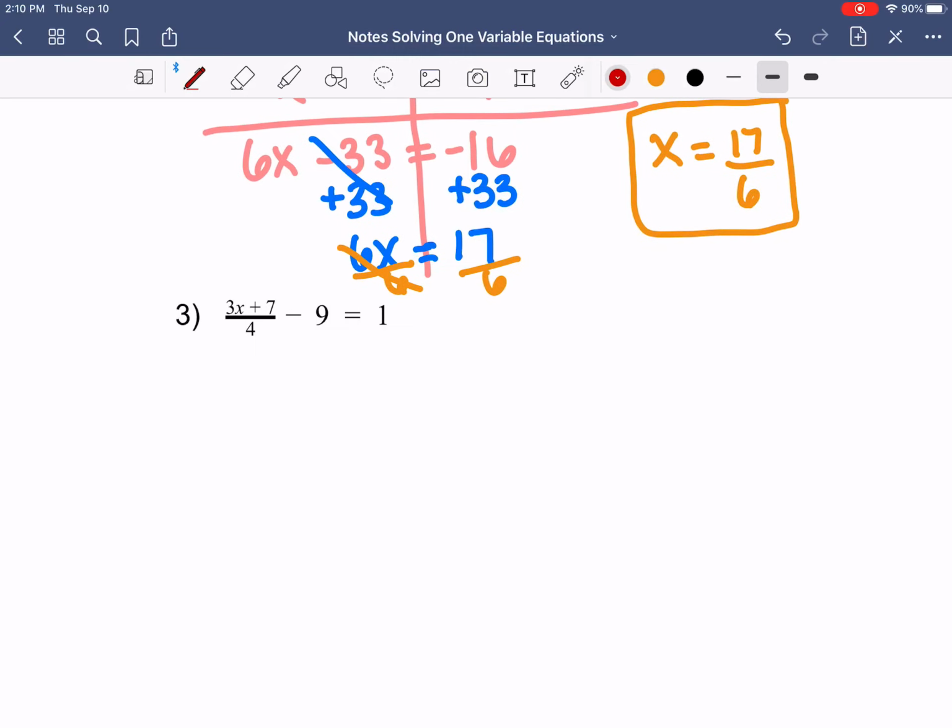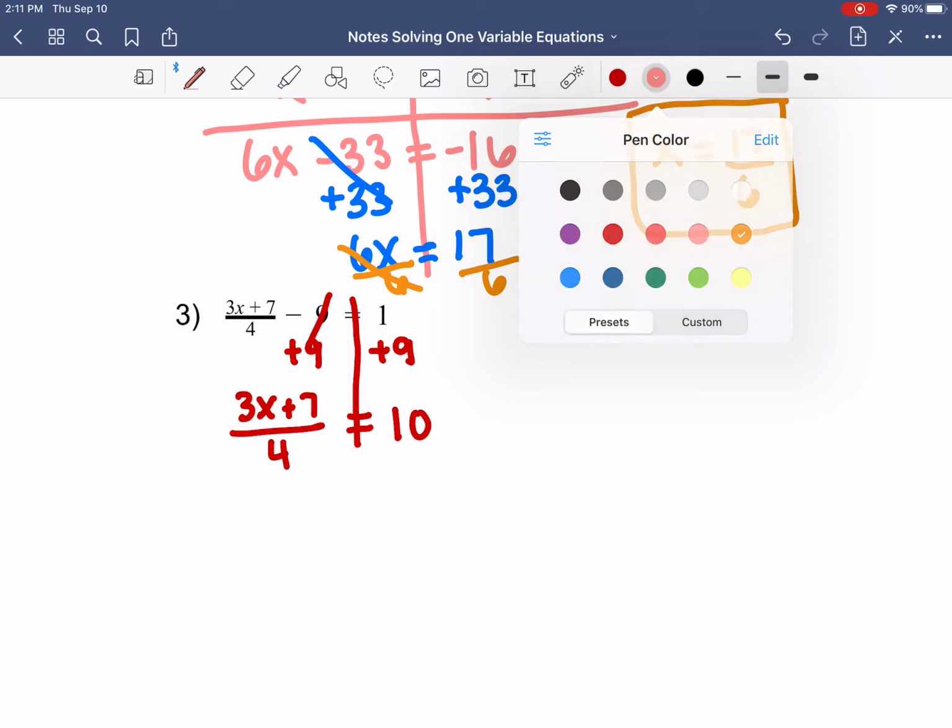All right, number 3, do we have fractions? Yes, I see a fraction. So what we're going to do is isolate that fraction on one side before we do anything else. So I'm going to go ahead and add this 9 to both sides. So that as you guys can see now on this left side of my equation, I now have my fraction equals 10.